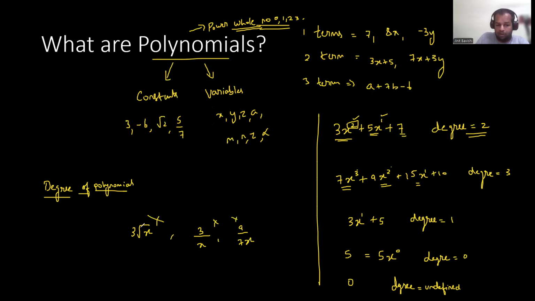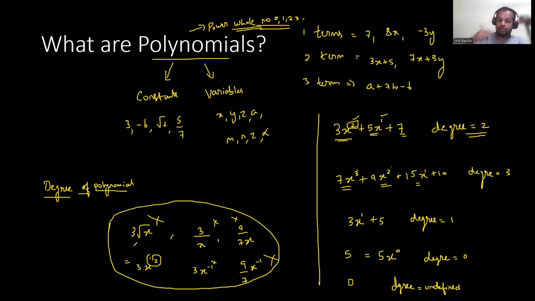Why? Because the power, if you simplify it down, you get 3 into x to power 1 by 2, which is not a whole number. And here 3 by x is 3 into x to power minus 1, which is also not a whole number. The power is not a whole number. And here it is 9 by 7 into x to power minus 1, which is also not a whole number. Such scenarios where your powers of the variable are not whole numbers, they are not polynomials.